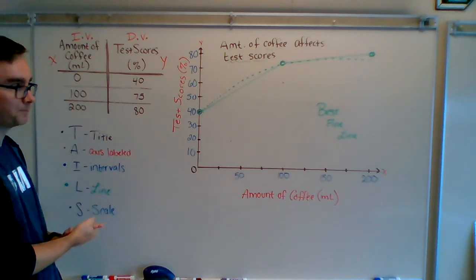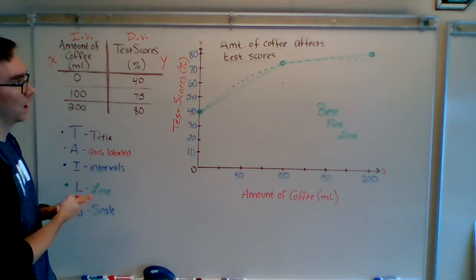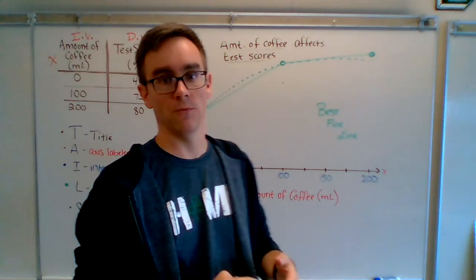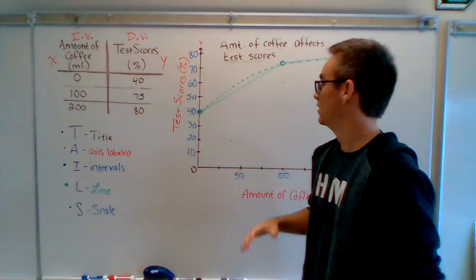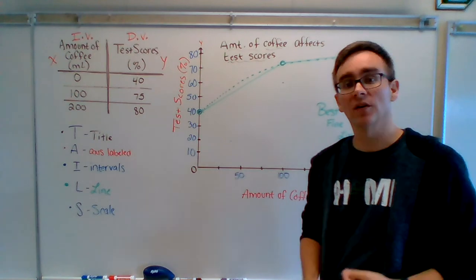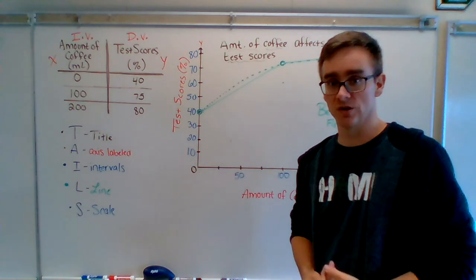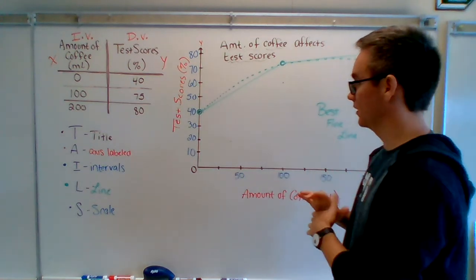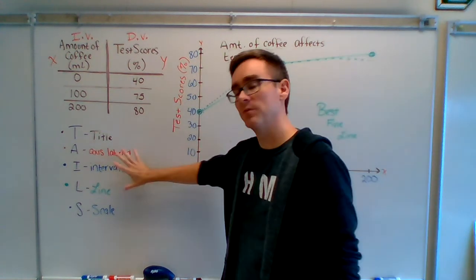This is a skill that we are going to be practicing a lot this year, making sure that we can make good conclusions, because it's not just about making graphs. It's about learning from those graphs. And if you make a poor graph, you're going to make a poor conclusion. If you feel like you memorize TAILS, that helps you make sure you set it up.